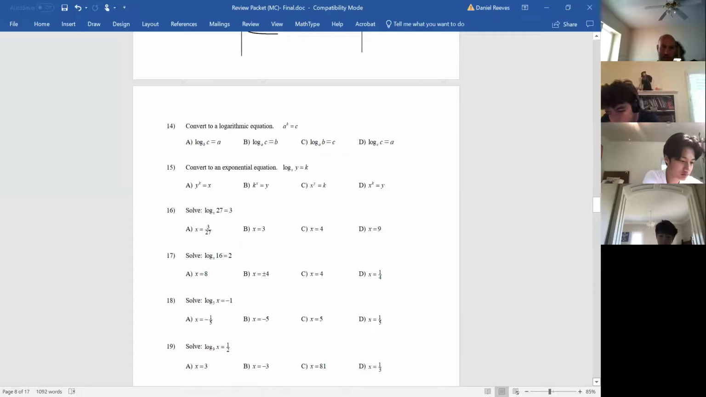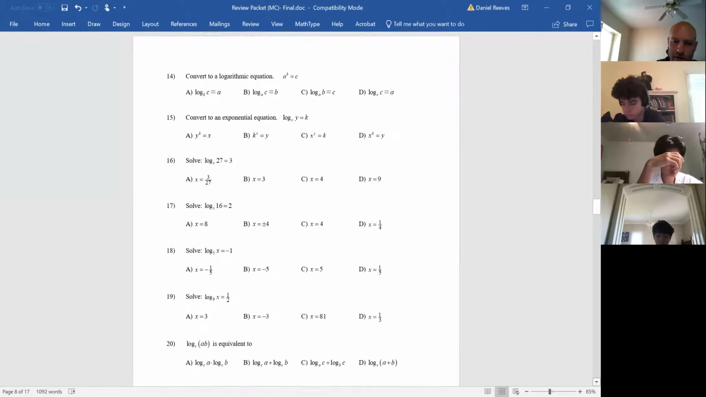Number 14, it says convert to a log equation. Huh. All right, I'm putting a check there. Number 15, another check. Number 16, another check. Number 17, another check. Number 18 and 19, two more checks. I am feeling like we have stumbled on another very important topic for the final.